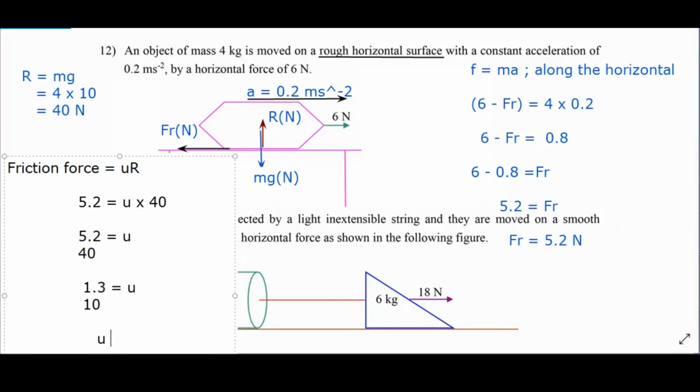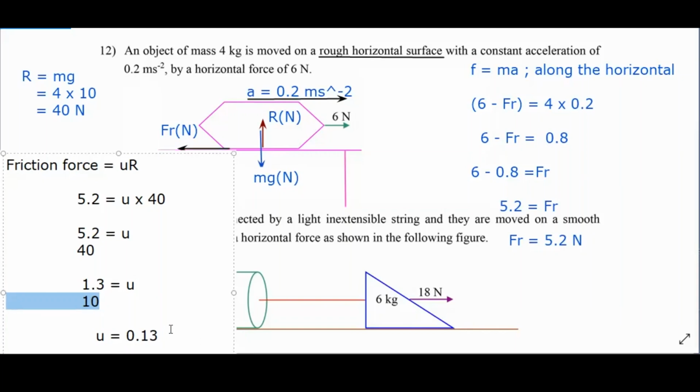Then 1.3 divided by 10 is 0.13. So mu is known as the coefficient of friction. We have found its answer as 0.13. What's the unit of mu here? Somebody unmute the mic and tell me what is the unit of mu? No units. Very good. No units.